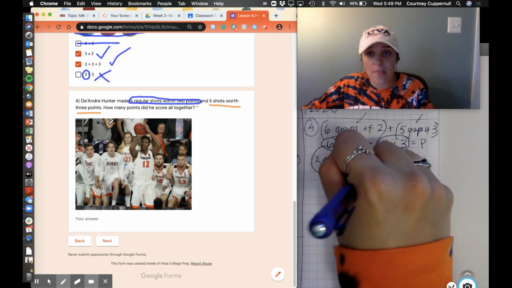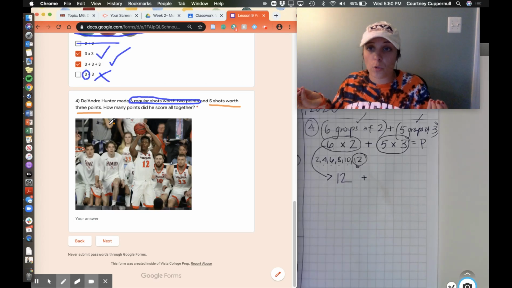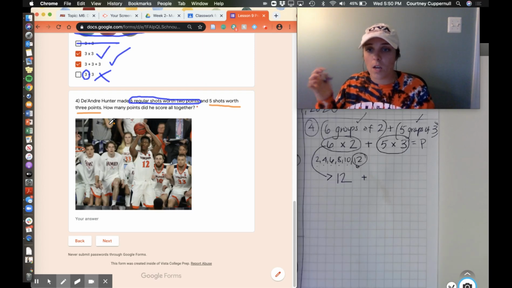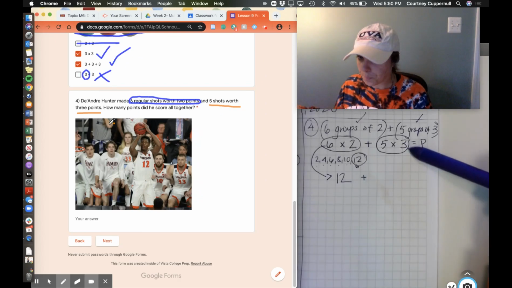Now I need to add the 12 points that he got just from regular 2-point shots to the total amount of points he got from his 3-point shots, right? We know that you can score from all over the court. They have different values. So now we need to come over here and do this part of the equation.